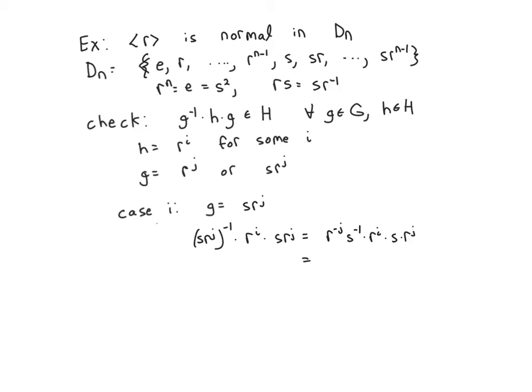The inverse of a reflection is itself. So S inverse is S. Obviously, we can't really figure out which element this is when we have two S's in the middle like that. So we need to move them all the way over to the left to get it in this standard form. So let's move this S out to the left. And that replaces R to the negative J with R to the J. So that's R to the I plus J.